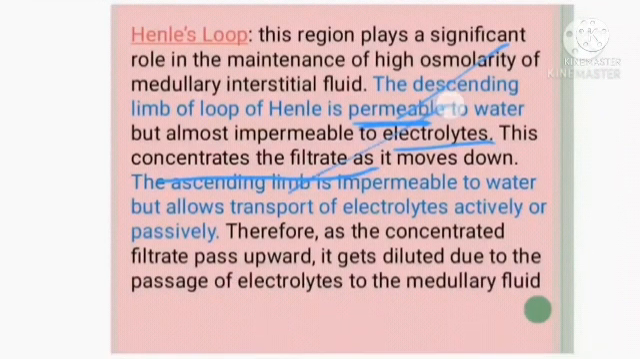But the ascending limb is impermeable to water, but it allows transport of what? The salts. Actively or passively they can move. Therefore, the concentrated filtrate passes upward and gets diluted. The electrolytes are moving out, water is there, that's why it is getting what? Diluted. That is what you have to note when coming to Henle's loop.